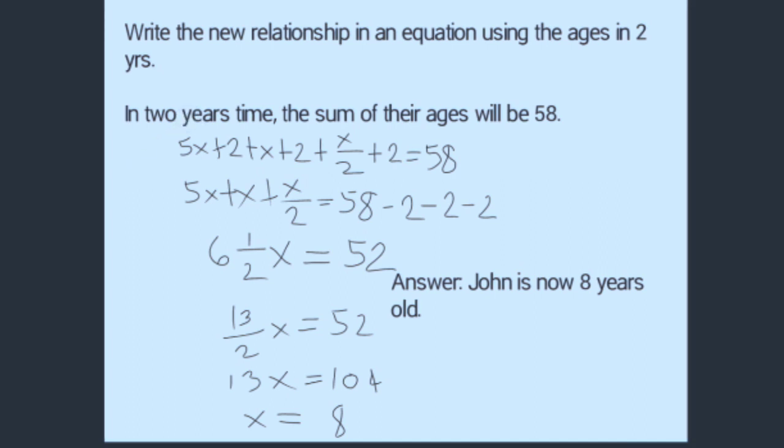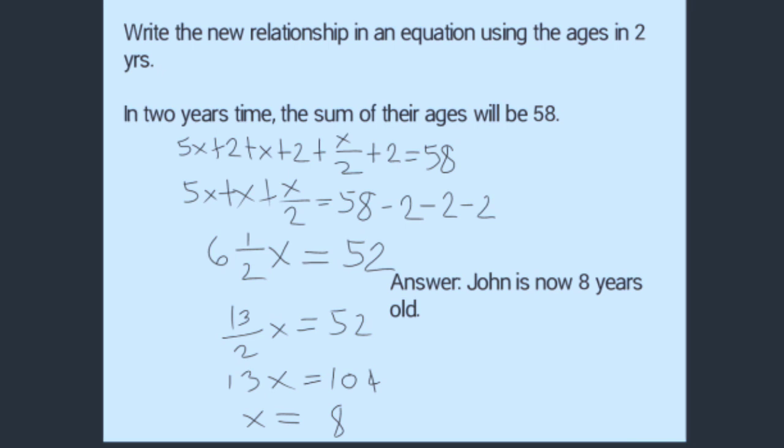So now, i-isolate natin lahat ng mga values ni X dito sa left side at yung mga walang X dito sa right side. So now we have X plus 5X plus X over 2 equals 58 minus 2 minus 2 minus 2. Then find the value of X. Simplify this one. So we have 6 and 1 half X equals 50.